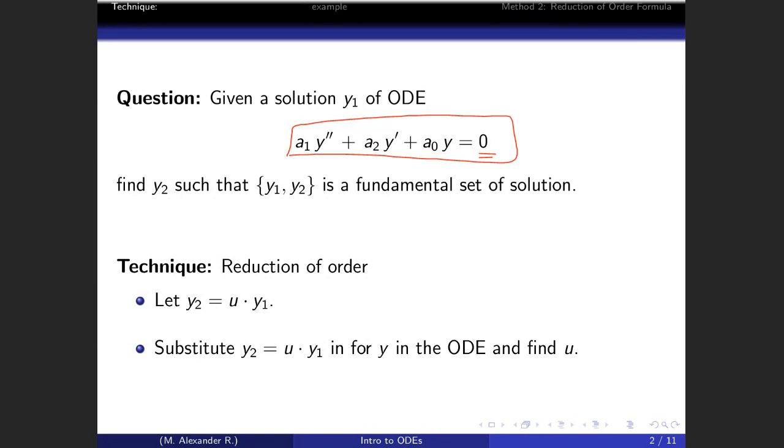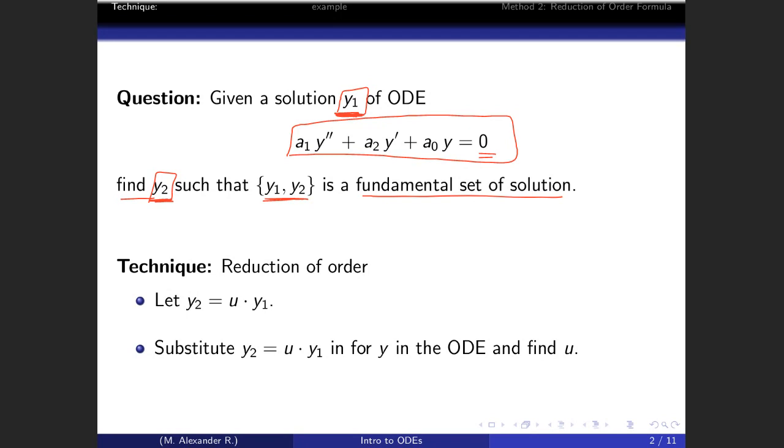The catch here is that in order to solve this, we are first going to suppose that we already have one solution. So the problem is going to give you one solution, y1, and our task is to find the second solution, so that the set is linearly independent and also our solutions. Therefore it's called a fundamental set of solutions. So that's the problem. You have a differential equation, y1 is given to you, and we need to find y2.